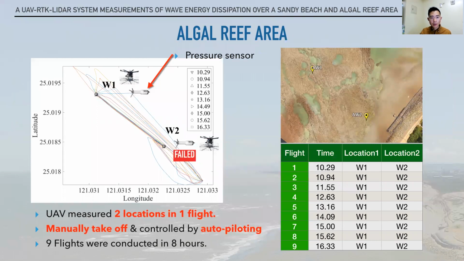On the algal reef area, we set 2 waypoints. One is W1, which is on the outside area, and W2, which is on the inside. And we also deployed 2 pressure sensors on W1 and W2. However, the pressure sensor on W2 failed. The UAV measured 2 locations in one flight. So after takeoff, the UAV goes to the W1 location and then goes to the W2 location. 9 flights were conducted in 8 hours on the day, and a high tide was covered.